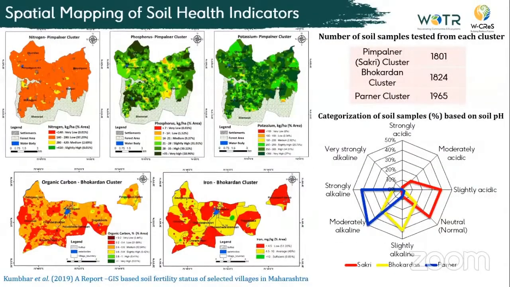Then this is the second case study where we did the spatial mapping of soil nutrients and soil test results. So these are the three different areas from three different agroclimatic zones: the Sakri cluster from Dhule, the Bokardhan cluster from Jalna, and the Parne cluster from Ahmedabad. We tested around 1800 to 1900 soil samples in those villages. And these are some of the soil spatial maps for those different soil properties.